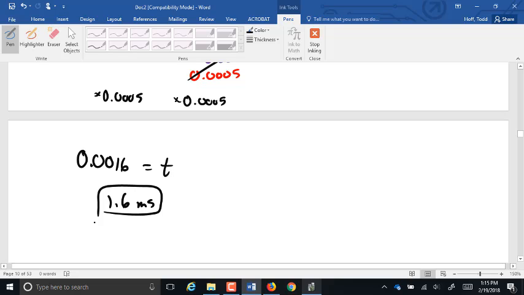You guys okay with switching between regular seconds and milliseconds? Just move the decimal 3 spots. Okay.